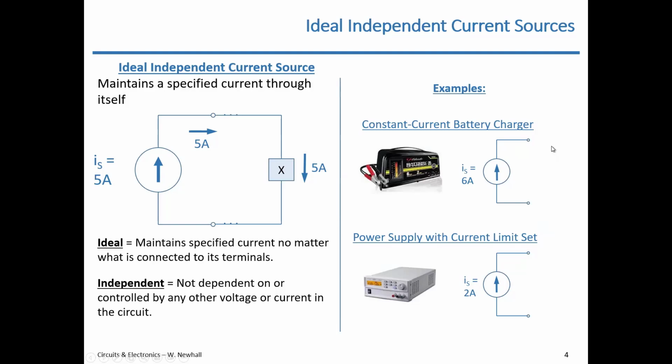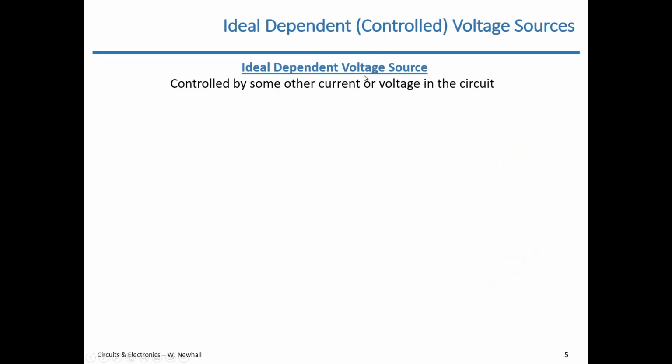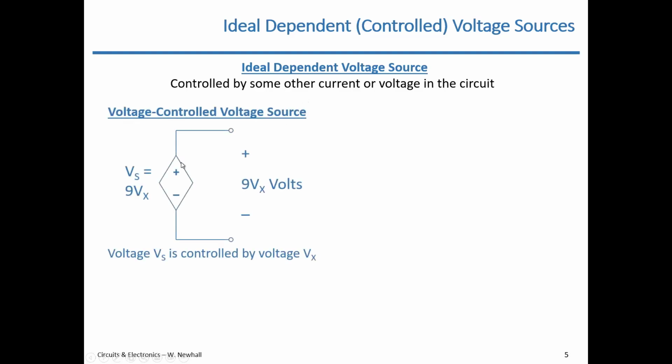I want to move on to the dependent, also called controlled sources. An ideal dependent voltage source is a voltage source that is controlled by some other current or some other voltage in the circuit. So here's the schematic symbol of a voltage-controlled voltage source. Remember that a diamond means dependent. If you see a diamond, that means dependent or controlled. If you see polarity markings within the source, that's a voltage source. So this is a voltage-controlled voltage source.